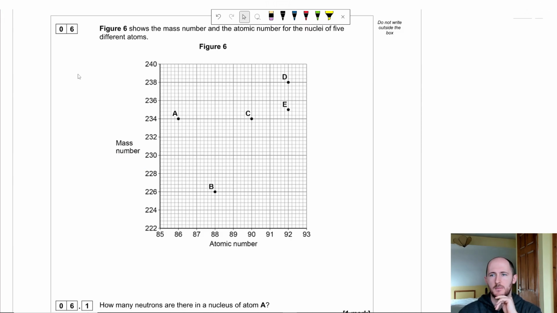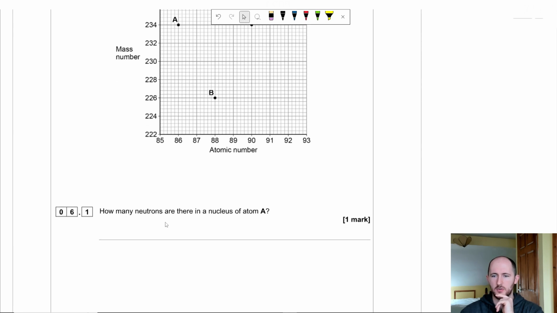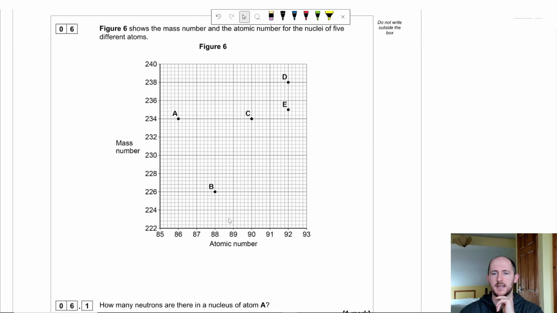Part 6 is all about atomic physics, so things like atomic numbers and mass numbers, and they give us the atomic and mass number of 5 different atoms, so A, B, C, D, and E. And it says how many neutrons are there in the nucleus of atom A. So here is the big difference between mass and atomic number. The atomic number is just the number of protons. Technically, it's also the same as the number of electrons. So if there's an atomic number of 89, it means you have 89 protons, 89 electrons.